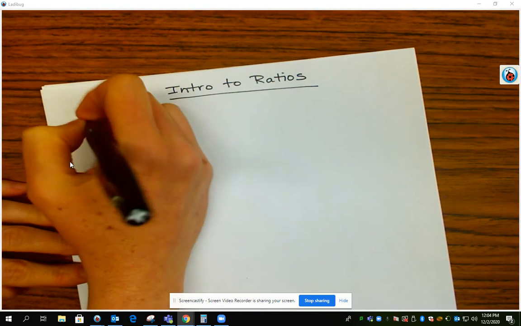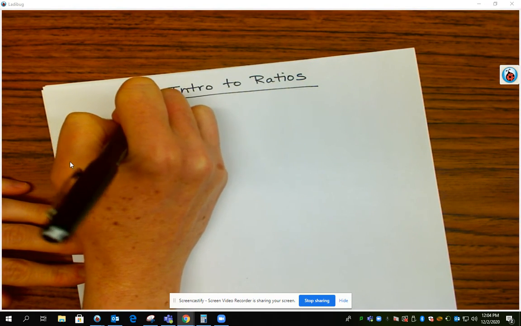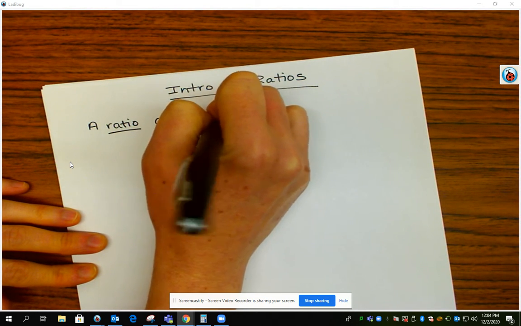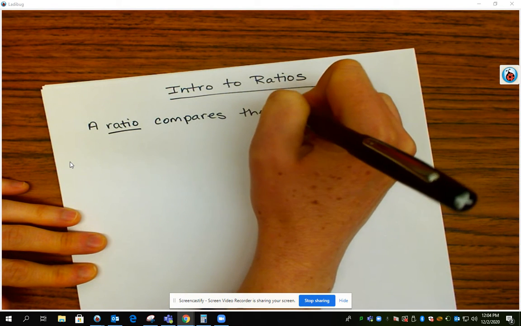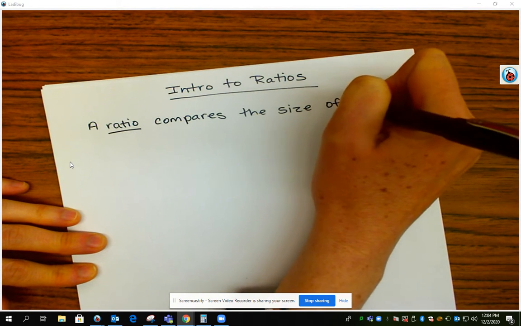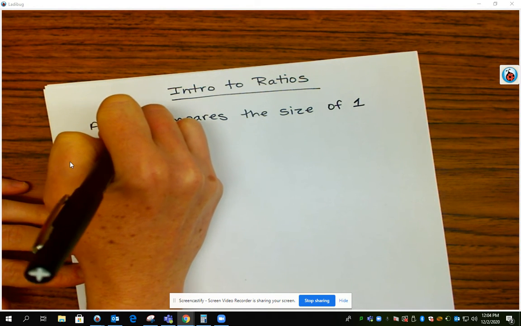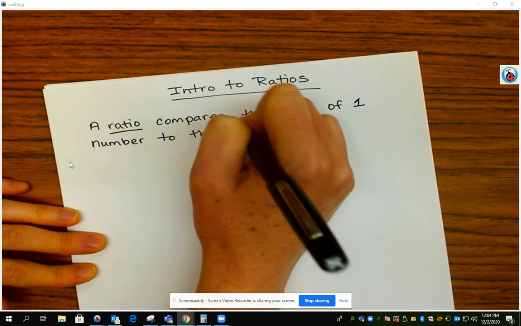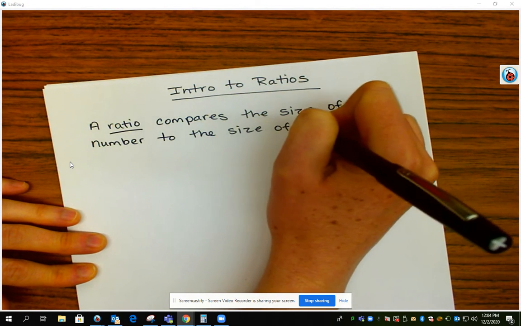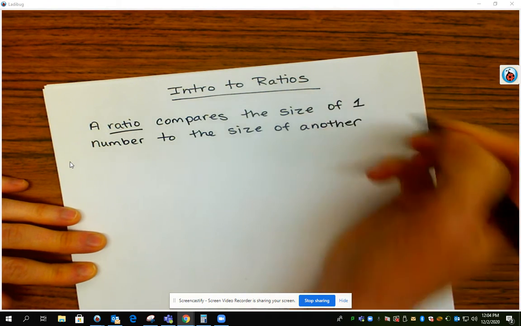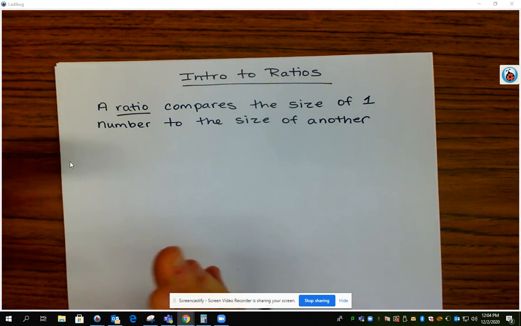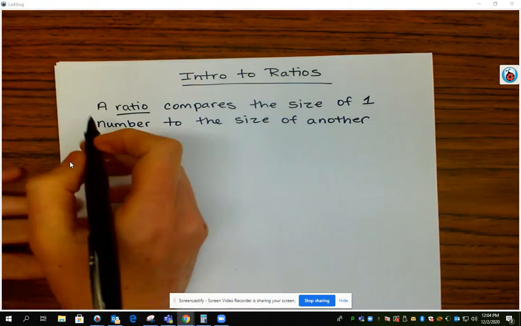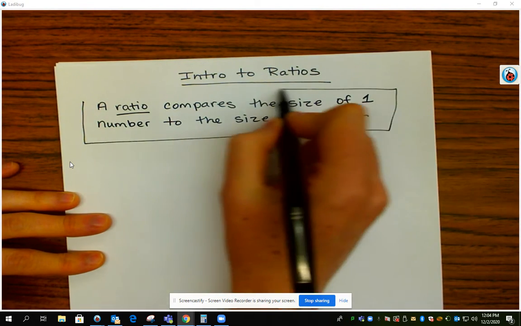So a ratio just compares two numbers. So it compares the size of one number to the size of another. And we're looking for the relationship between them. So like how comparatively large is one to the other. Okay, so that's our definition that we're going to want.